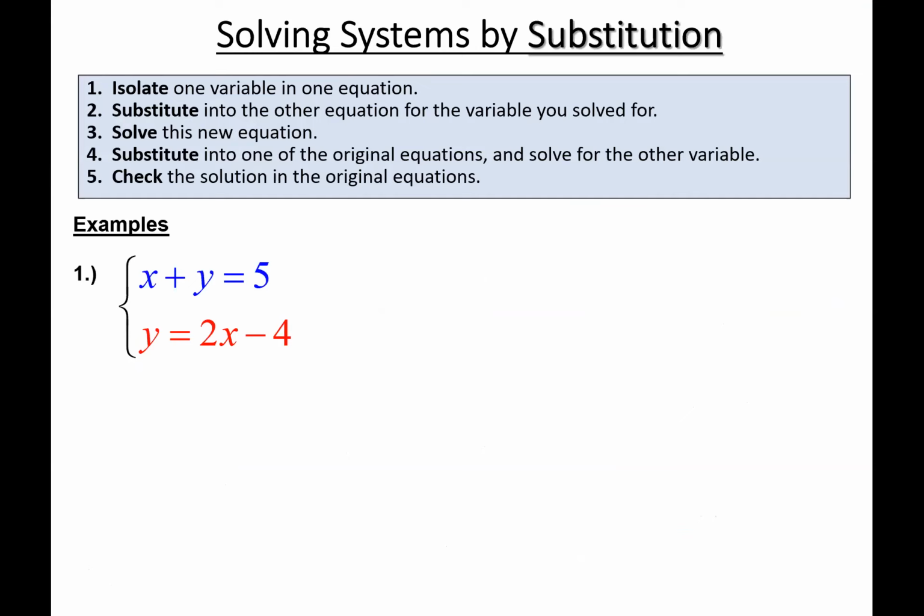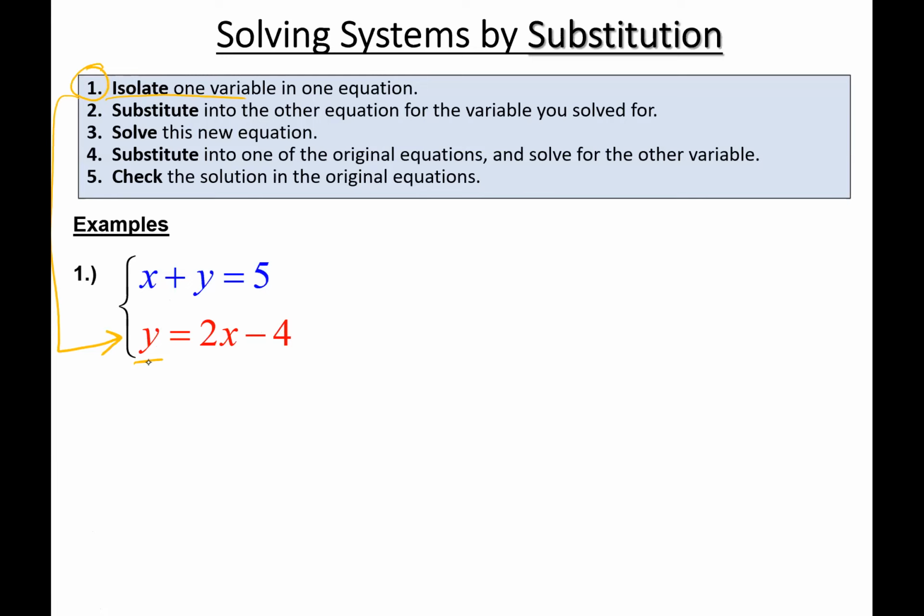Step 1, isolate one variable in one equation. So what we have below, under where it says examples, is number 1. It's the same exact system of equations that you just saw graphed. Okay, so it's x plus y equals 5 and y equals 2x minus 4. Notice that in the second equation, y is isolated. y is by itself. So that's step 1, isolate one variable. That's already done here because y is already isolated by itself.